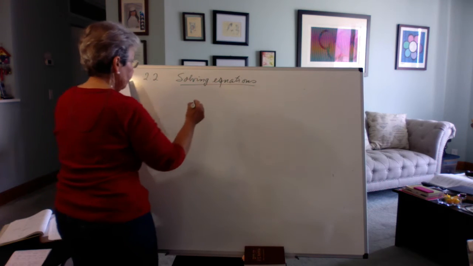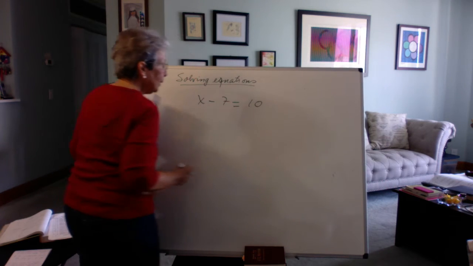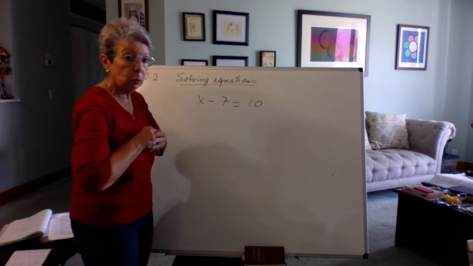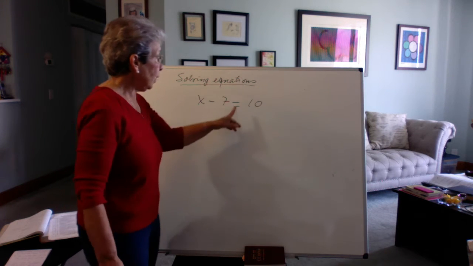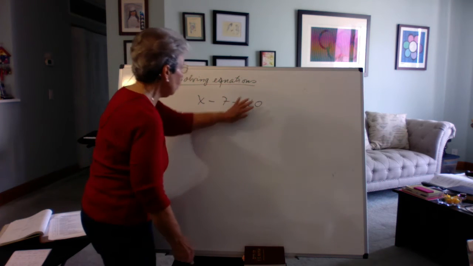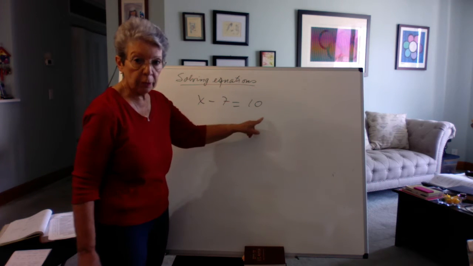If I have x minus 7 equal 10, this is an equation. I want to tell you what is the difference between a term and an equation. An equation always has an equal sign. If you have, for example, only x minus 7, that is a term. But if you have an equal sign, you have an equation.